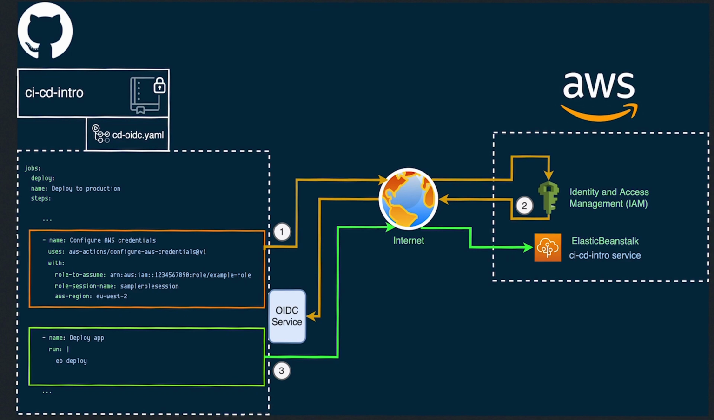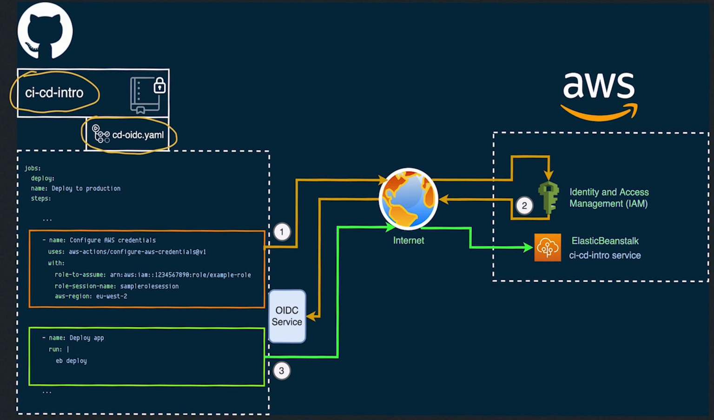So let's break this down a little bit and show you what we're going to be building in this video and how we're going to get there. On the left hand side, you will see we have the CI/CD intro repository. This is a normal GitHub repository, nothing changed there. We used it in previous demos and we're going to continue using it in this one. The only change we're going to introduce is we're going to create a new workflow file, which we're going to call cd-oidc.yaml. OIDC stands for OpenID Connect, as I mentioned previously.